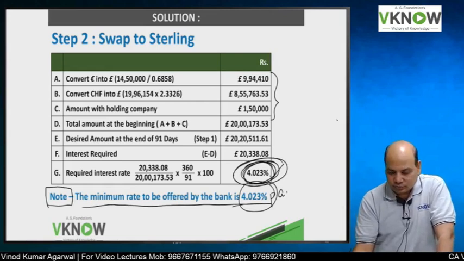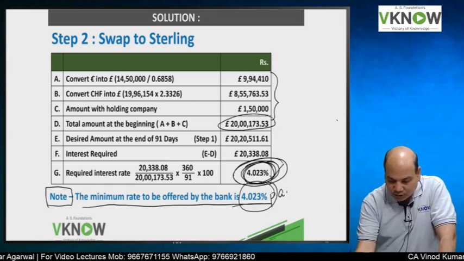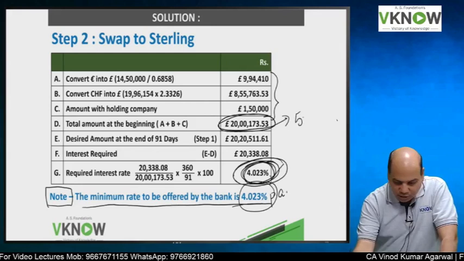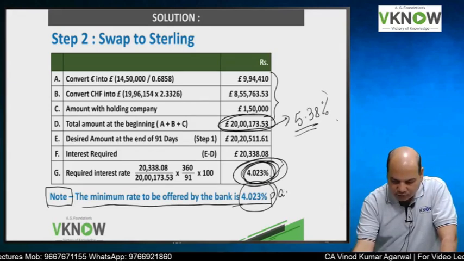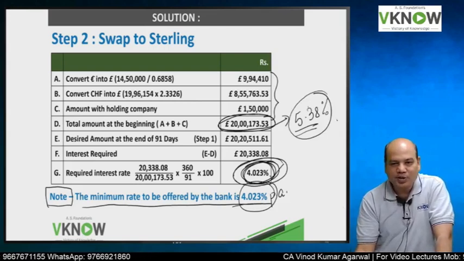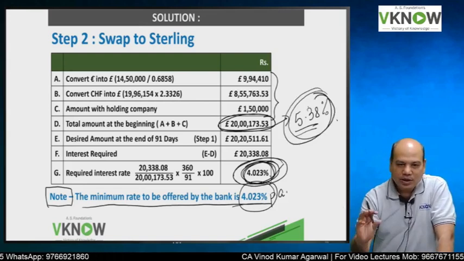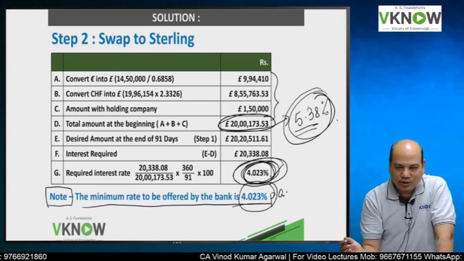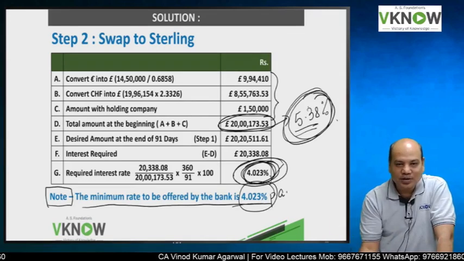Is it right? The other option, the other answer which you want: suppose I have this much amount at the beginning and if I invest in pounds, I'll get 5.38% for 91 days. Then in that case, the answer is 5.38% only. There is no calculation required because 91 days is the same for both options. Either you invest or the bank will give you 91 days interest. Then in that case, your answer will be 5.38% only. There is no need to do any calculation.